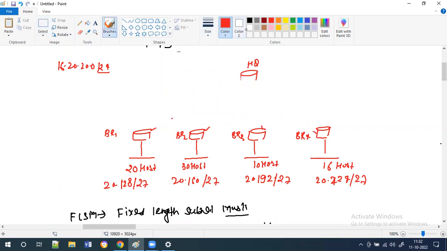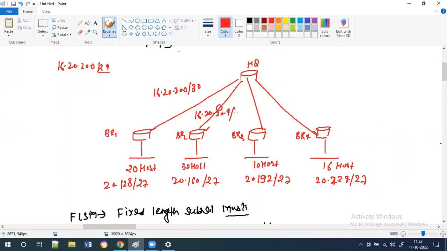Now let's come to the diagram once again. Okay, so here I will assign the first IP pool 16.20.20.0/30. In between that, 16.20.20.4/30, then 16.20.20.8/30. Here, 16.20.20.12/30.